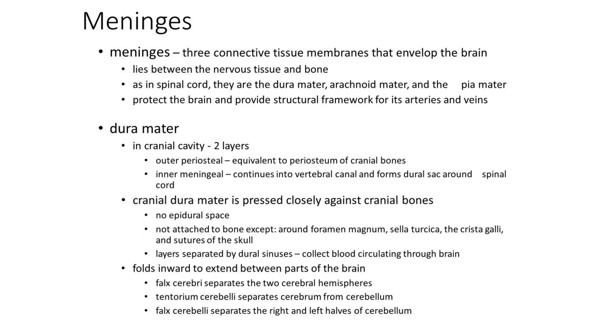You also have a cranial dura mater, which is pressed closely against the cranial bones. There is no epidural space here, and it is not attached to the bone except around the foramen magnum, the sella turcica, the crista galli, and the sutures of the skull. These layers are separated by dural sinuses, which collect blood that is circulating through the brain. The dura mater basically folds inward to extend between parts of the brain. And it lists here where that is happening. Okay?